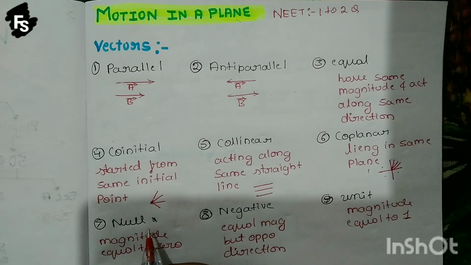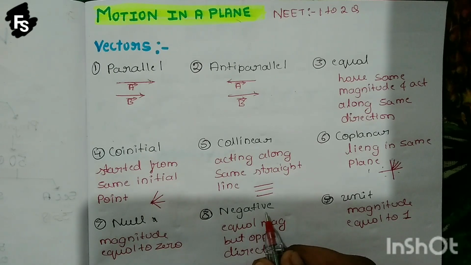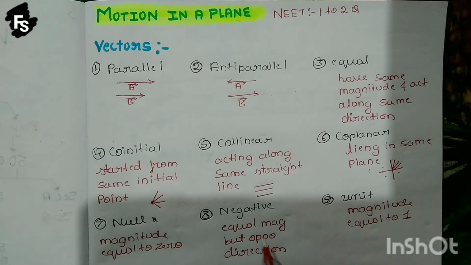Then we move on to the null vector. What is a null vector? A vector whose magnitude is equal to 0 is called a null vector. Negative vectors: two or more vectors having equal magnitude but in opposite directions are called negative vectors.